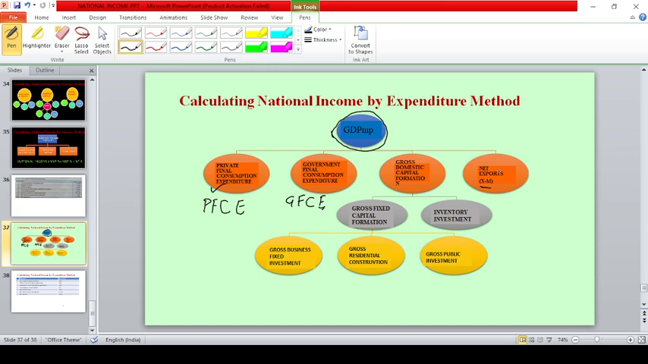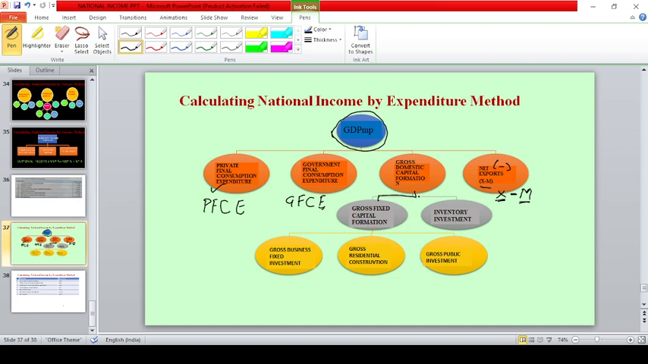Net export, the word net itself means what? Minus. It shows a difference between export and import. X stands for export, M stands for import. Okay, so the difference between the two gives us net exports. Now let's quickly understand gross domestic capital formation.